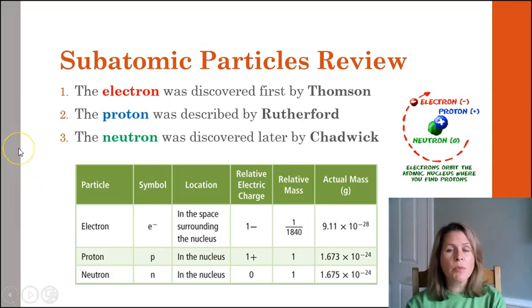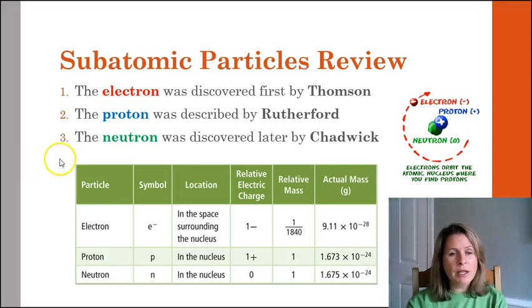Let's review the subatomic particles that we've learned so far. We have the electron, the proton, and the neutron. And you can't forget who's responsible for discovering each of these particles. We have Thomson, who had the plum pudding model, Rutherford with his gold foil experiment where he discovered the nucleus, and then subsequently discovered the proton, and then we have Chadwick responsible for the neutron.